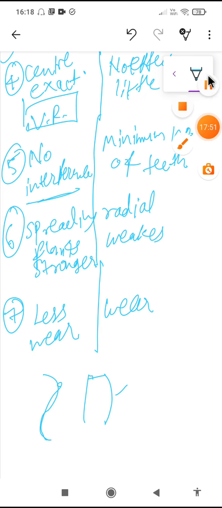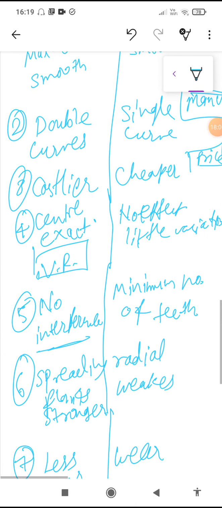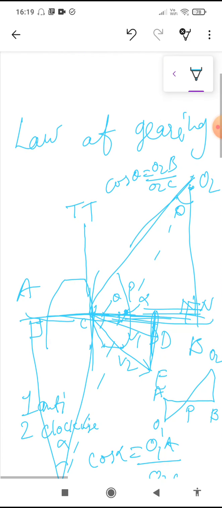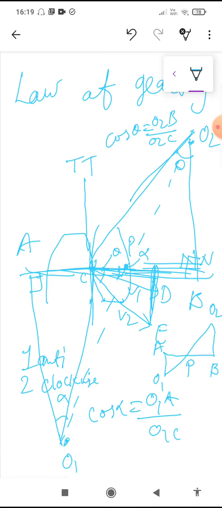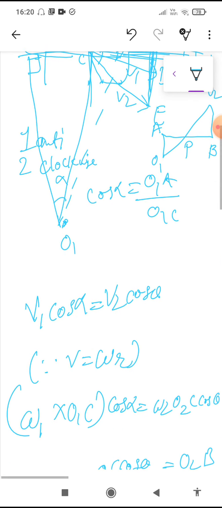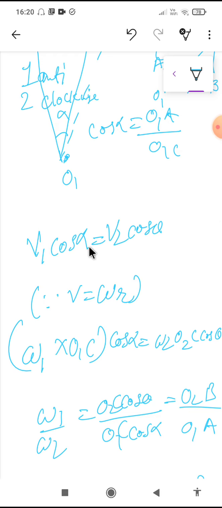Now, what we have discussed today: we have seen the law of gearing, in which we considered two gear teeth and their centers. In gearing, our main goal is to transmit the velocity ratio, so v1 cos alpha should be equal to v2 cos alpha. This is what the law of gearing says.